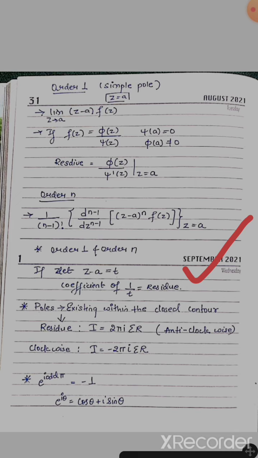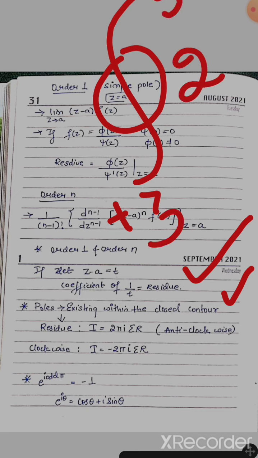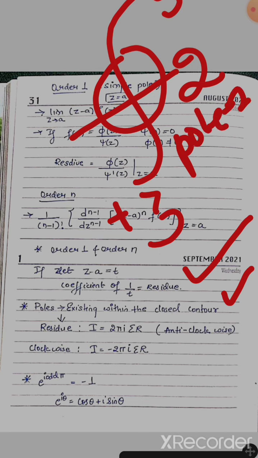If the poles are within the closed contour, within the closed contour means if the contour is given and it is ranging from 3 to 5 and your pole is lying at 2, then, sorry, for example take 4, then your residue will be in the form of I.